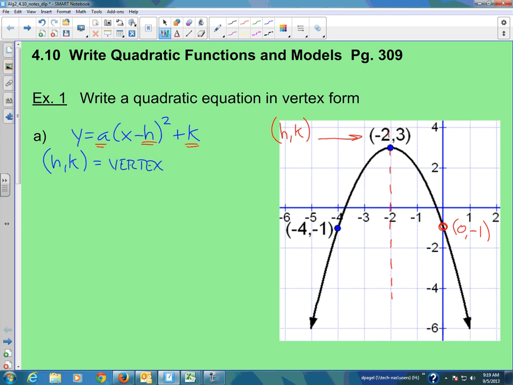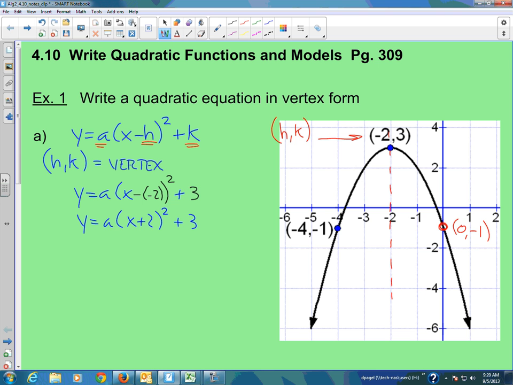So far we have y is equal to a times x. Okay, now my h coordinate is -2. And if I'm thinking about the negative of -2, because I'm saying x minus h, so if I have a negative of -2, that really becomes plus 2. And then plus my k, which in this case is a 3. So I simplify this so far to become a times (x plus 2) quantity squared plus 3.